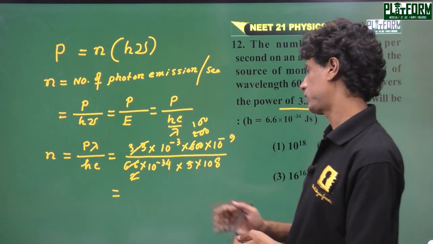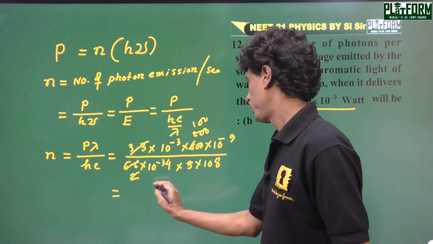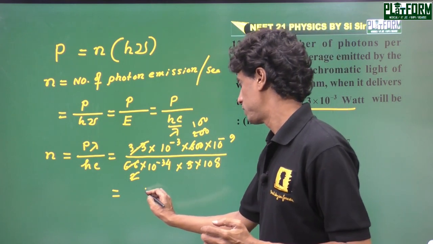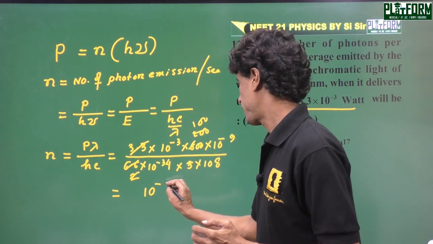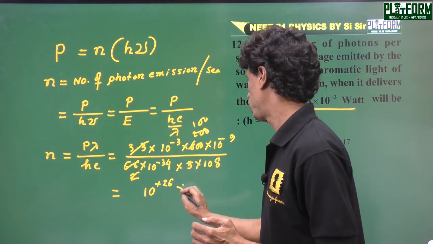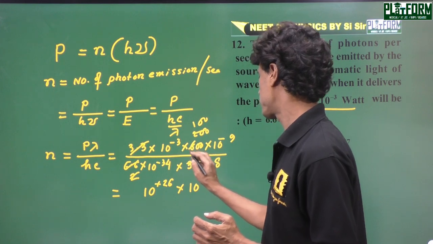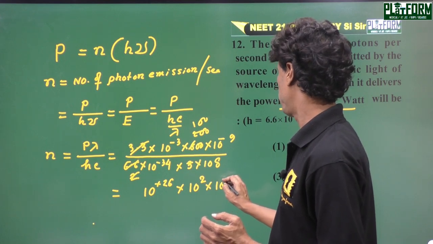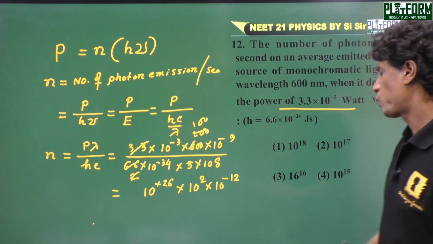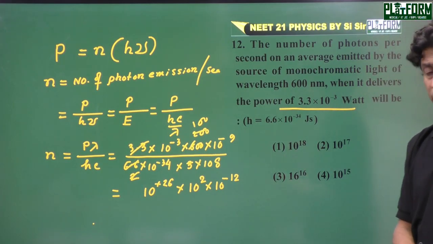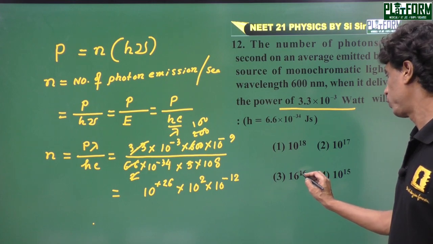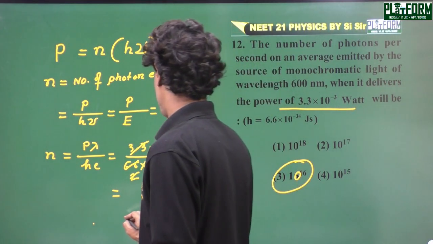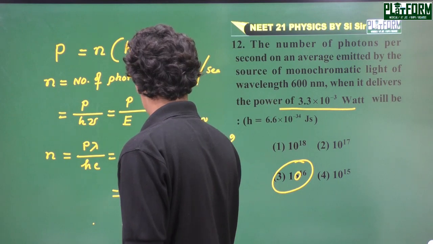You have to check the power. 34 minus 34, 8 plus 8, so this becomes 26 × 10⁻², and 10⁻¹². So 28 minus 12, it is 10⁶. So 3 is the right option here. 10⁶ per second.